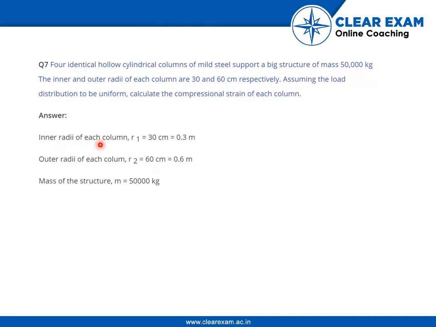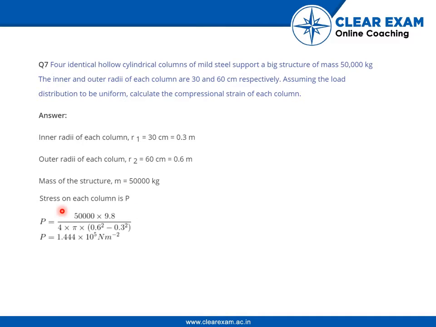Inner radius of each column, which is denoted by R1, is 30 centimeter, which is 0.3 meter. Outer radius of each column, R2, equals 60 centimeter, which is equal to 0.6 meter. Mass of the structure, M, equals 50,000 kg.